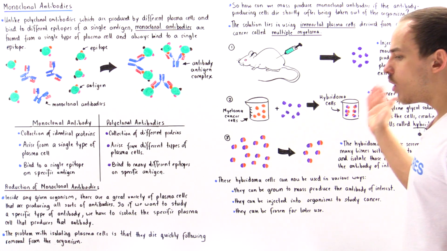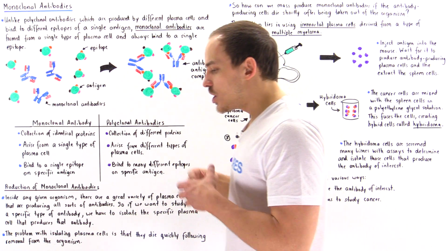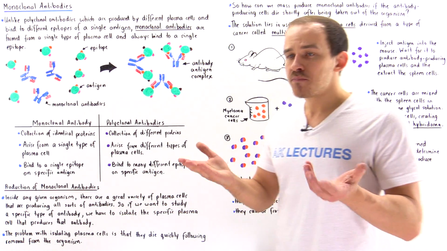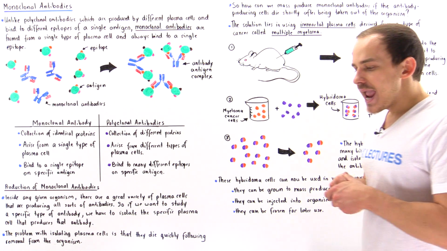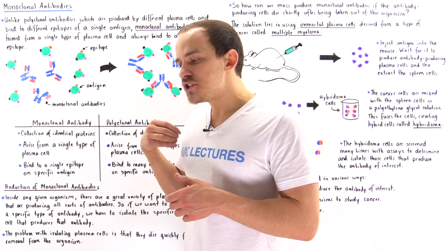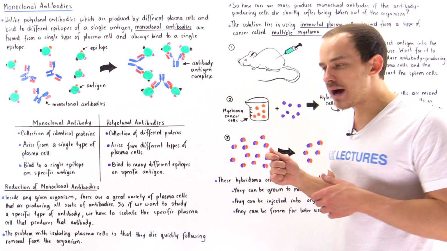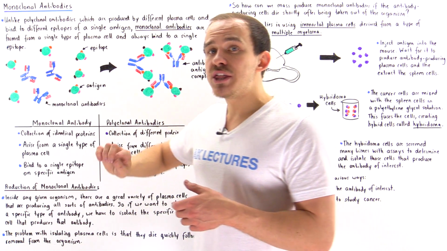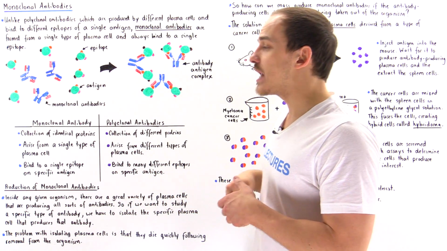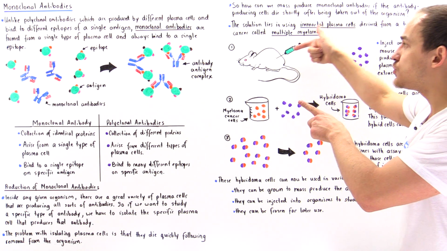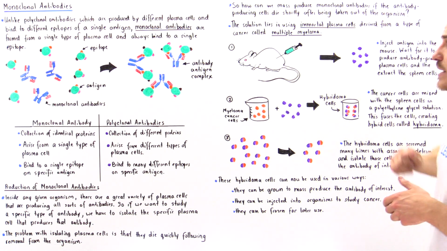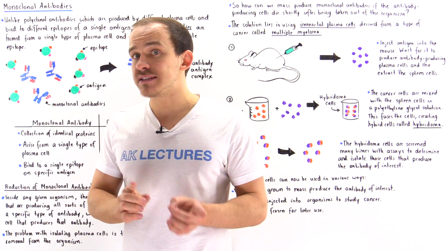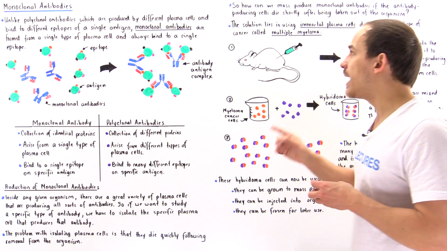So in step 1, what we basically want to do is find an organism with a healthy and functional immune system. For example, let's take a mouse. Since we want to produce a specific type of antibody, we're going to inject that mouse with an antigen that binds to the antibody that we want to study. If we inject that antigen into the bloodstream of that mouse, the immune system of that mouse will begin to produce the plasma cells that produce the antibodies that bind to that antigen.